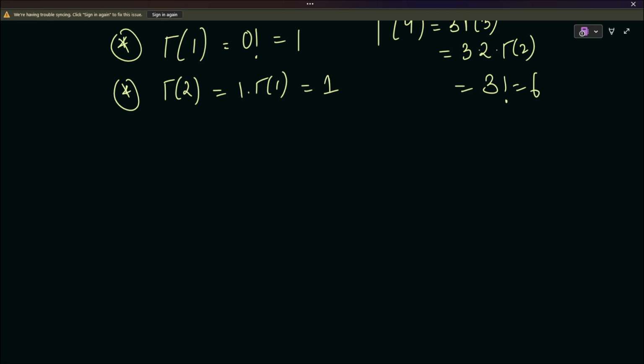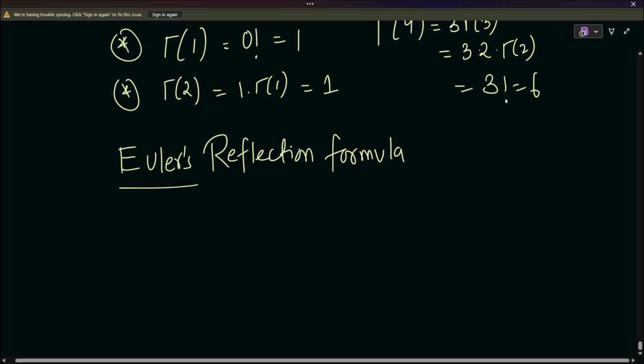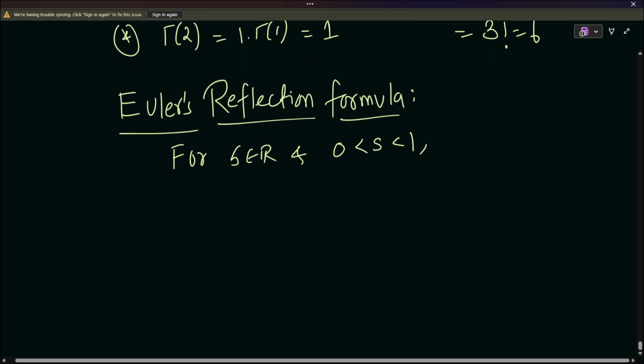In order to begin the journey, we will also consider one more formula, which is called Euler's reflection formula. This is something that enables us to find something as weird as minus half factorial, which we are going to see in a moment. So what is Euler's reflection formula? For s belonging to the reals, with 0 less than s less than 1. I'm completely talking about real numbers here, so we will not mention any complex numbers in this scenario.